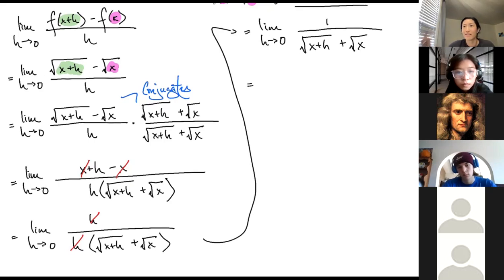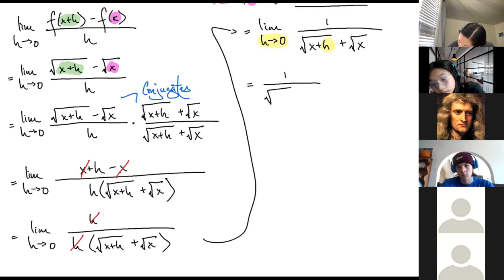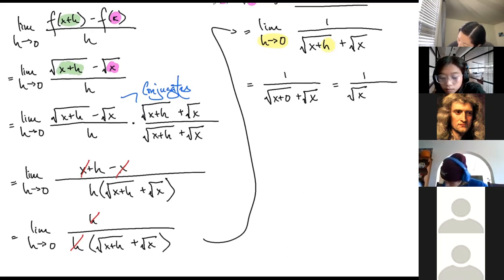Perfect. I love it, Graham. Sub in 0 for h. Let's see what we get. And again, we're having h approach 0. So this h, I can plug in a 0. And I have 1 over square root of x plus 0 plus square root of x, which is the same as 1 over square root of x plus square root of x.